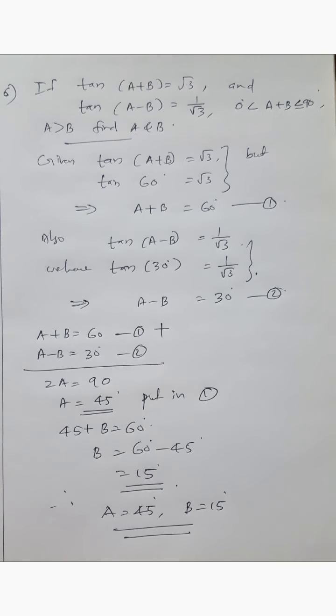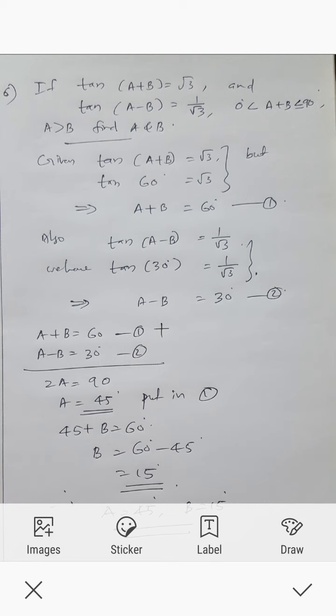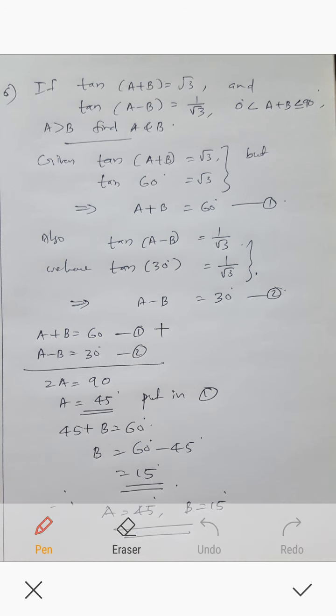Now a different type of question. If tan (a plus b) equal to root 3 and tan (a minus b) equal to 1 by root 3, 0 less than a plus b less than or equal to 90, a greater than b, find a plus b. I'm sorry, this is the question part. Find a and b. Here we are given tan (a plus b) equal to root 3.